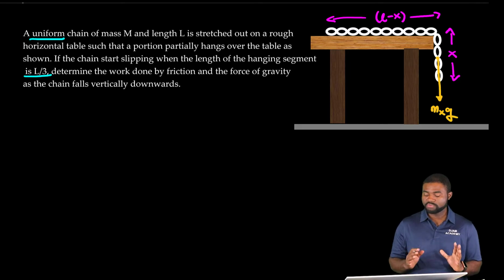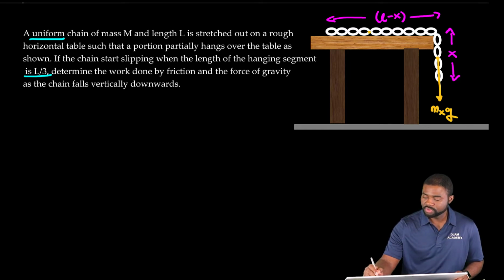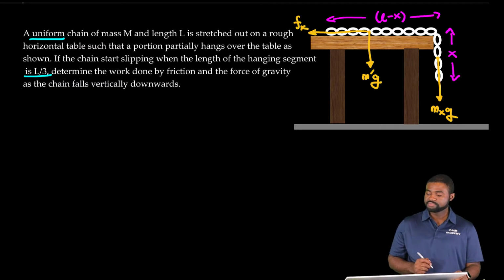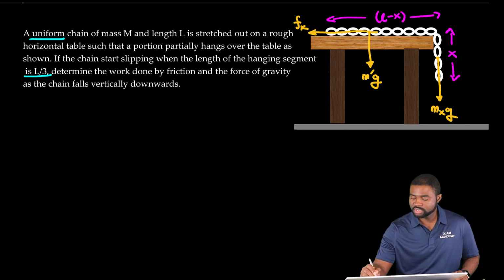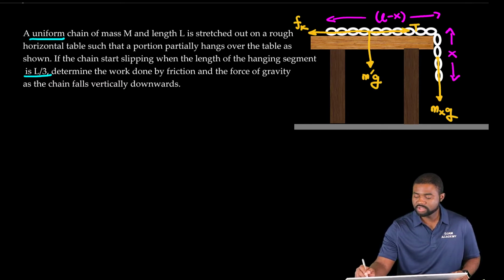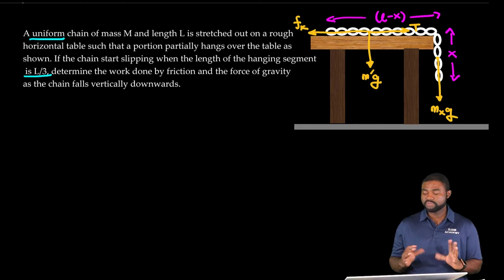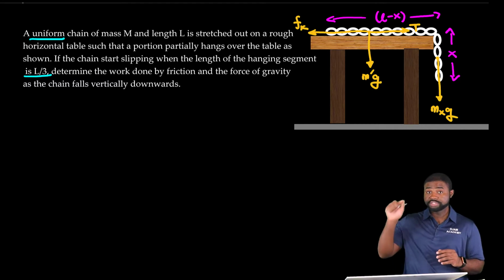Now, we have a couple of forces acting on the chain. You have the weight of the portion on the table. I'm going to call this m prime g. You have here friction acting to the left. I'm going to call this Fk, kinetic friction. Now, we also have the tension along the chain. We really don't care for the tension at the moment. All we have to do is calculate the work done by friction and the work done by the force of gravity as the chain falls.